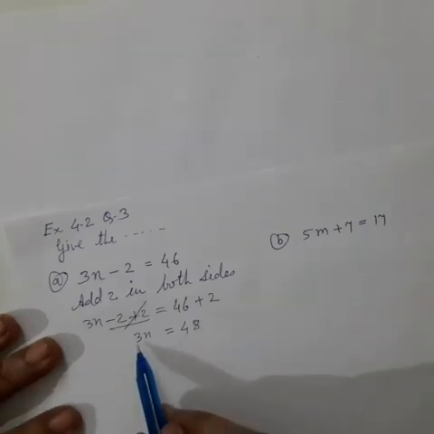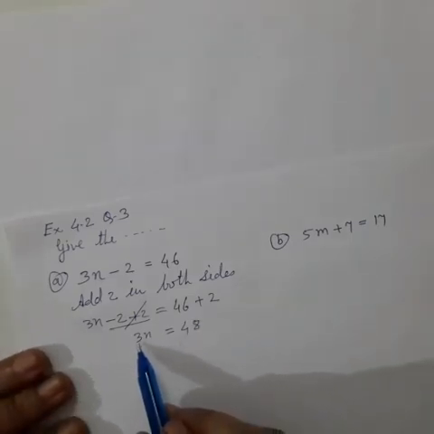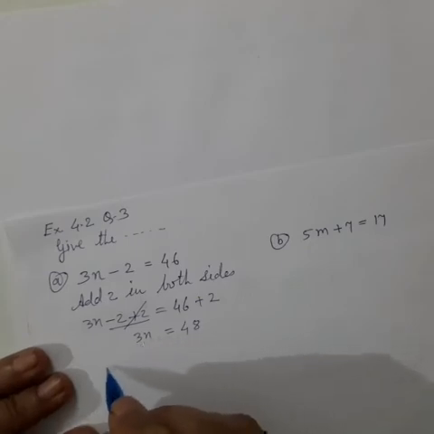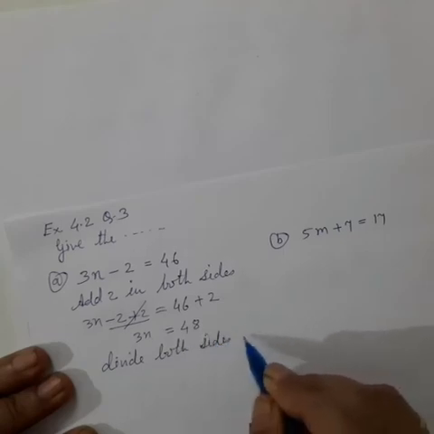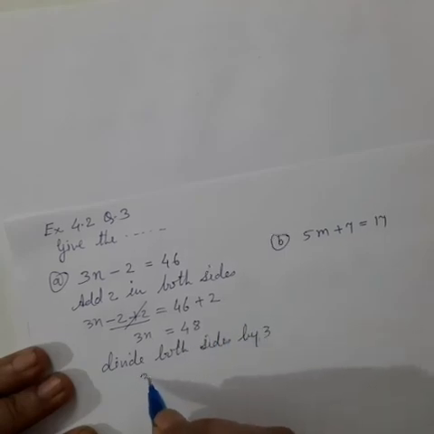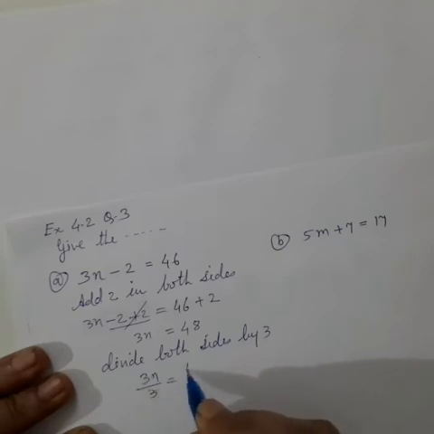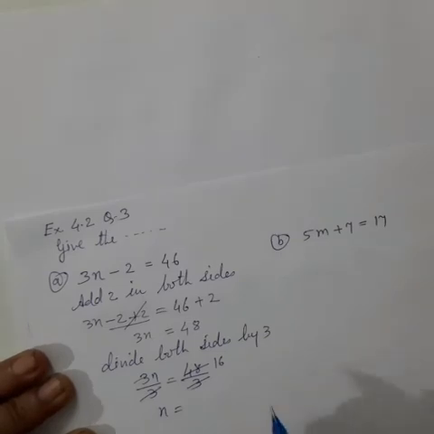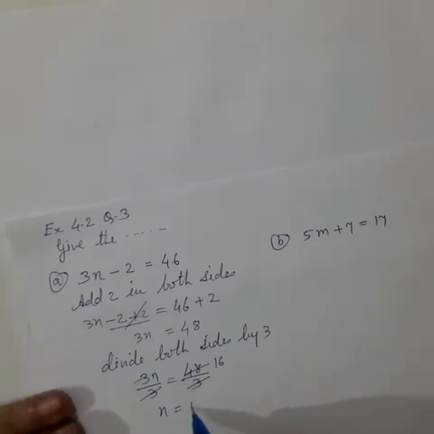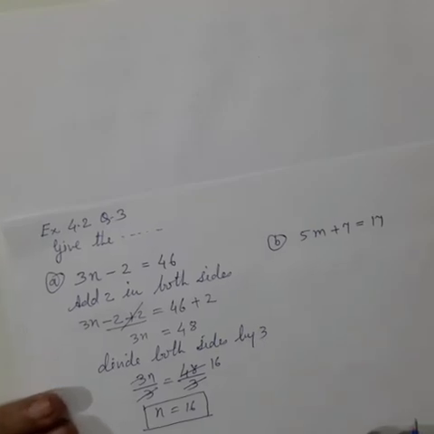Now this thing we know. 3 is in multiplication, so we have to divide by 3. Divide both sides by 3. So 3n by 3 equal to right hand side 48 by 3. 3 will be cancelled and equal to 16. 3 16s are 48. So we will get 16 here, and n equal to 16 is our solution.